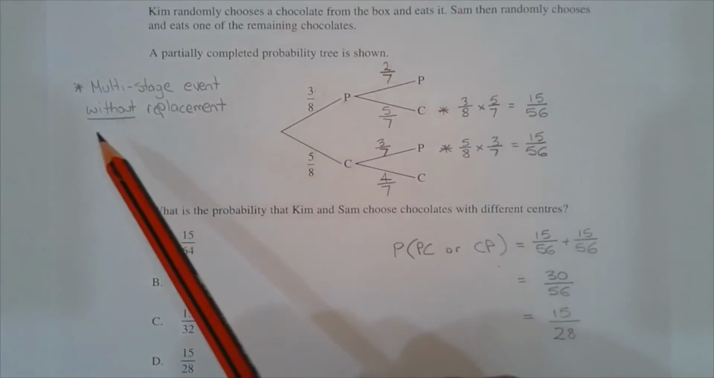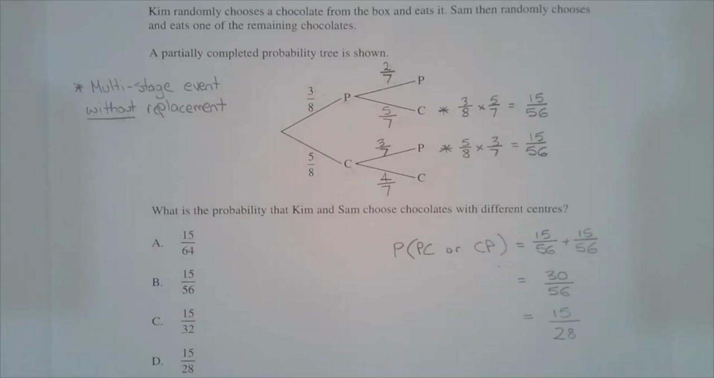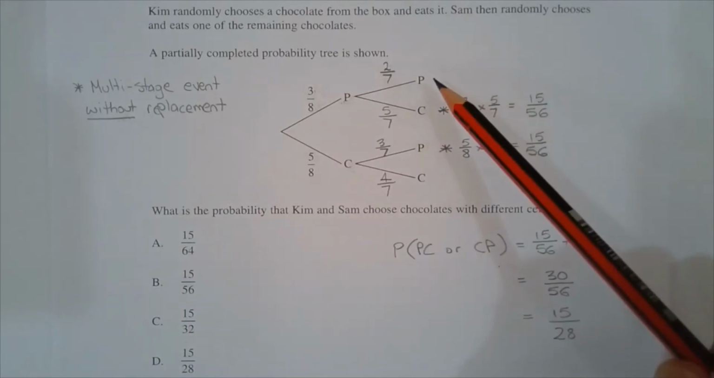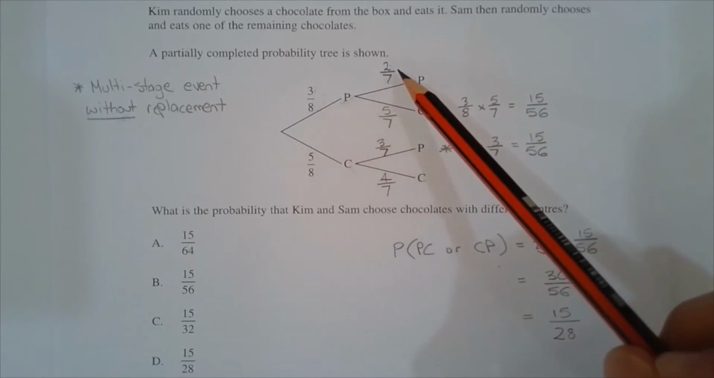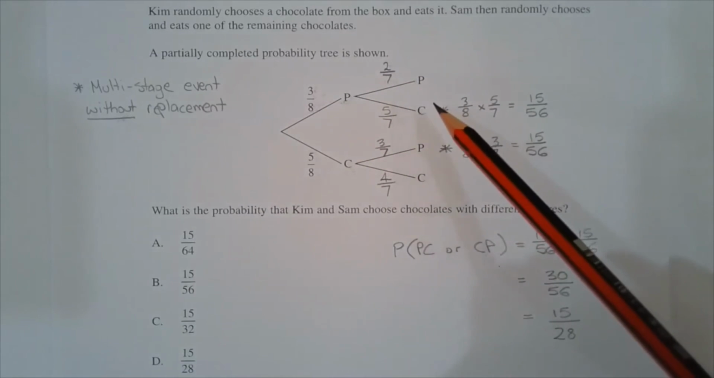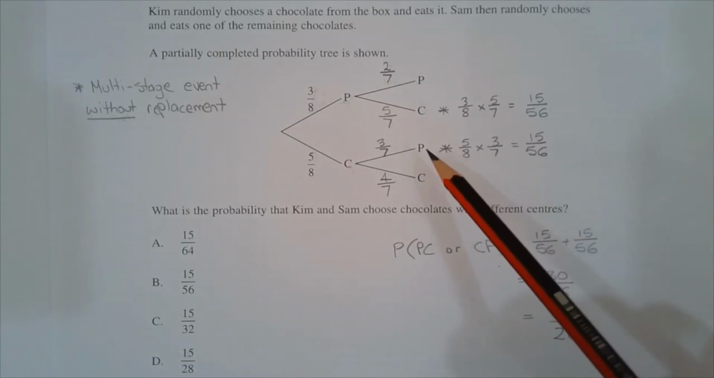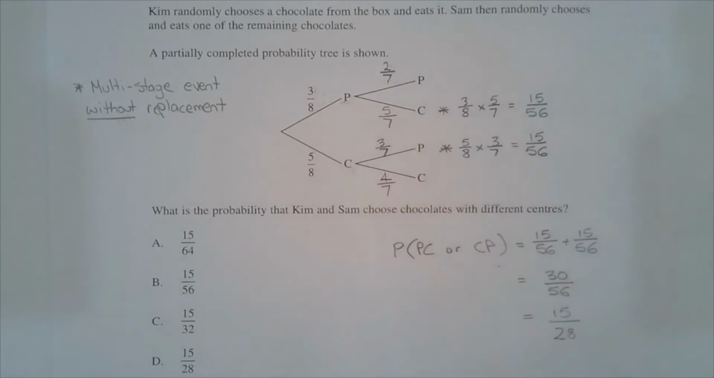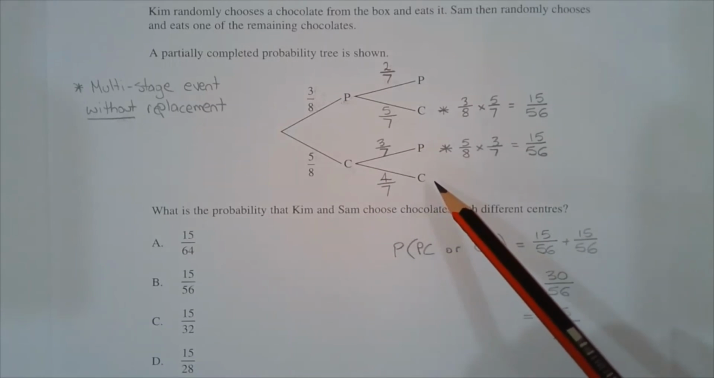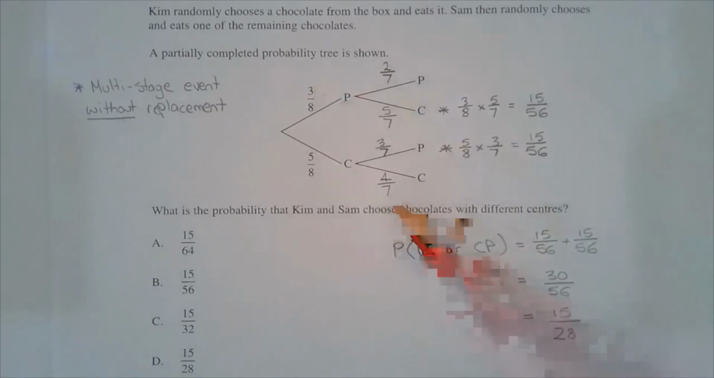This is a multi-stage event without replacement. In the first stage, there are 8 chocolates to choose from, 3 of which are peppermint, 5 of which are caramel. So the probability of choosing peppermint is 3 out of 8, and the probability of choosing caramel is 5 out of 8. In the second stage, there are 7 chocolates to choose from. The probability of choosing peppermint, given peppermint was chosen first, is 2 out of 7. The probability of choosing caramel, given peppermint was chosen first, is 5 out of 7. The probability of choosing peppermint, given caramel was chosen first, is 3 out of 7. And the probability of choosing caramel, given caramel was chosen first, is 4 out of 7.